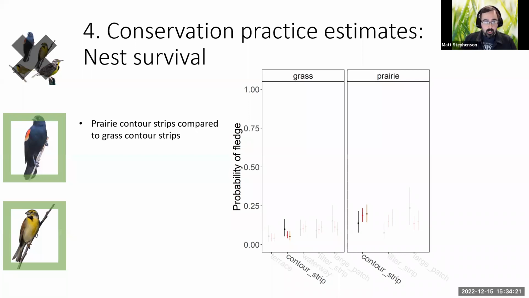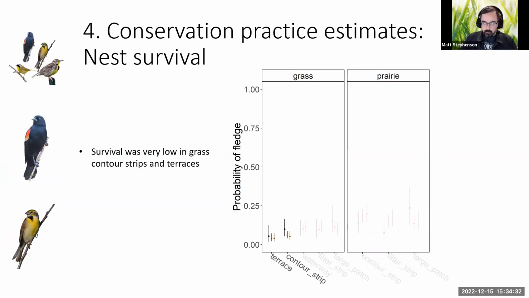Comparing prairie contour strips to lower diversity grass contour strips, nest survival was higher in the prairie strips for blackbirds and dickcissels, no statistical difference for grassland nesting passerines as a group. And then I just want to point out for the lower diversity, more linear practices such as a grass contour strip or a grass terrace, our absolute estimate of survival here was very low, like in the single digits sometimes. And that is concerning from a population sink standpoint, which we're going to discuss here in a minute.